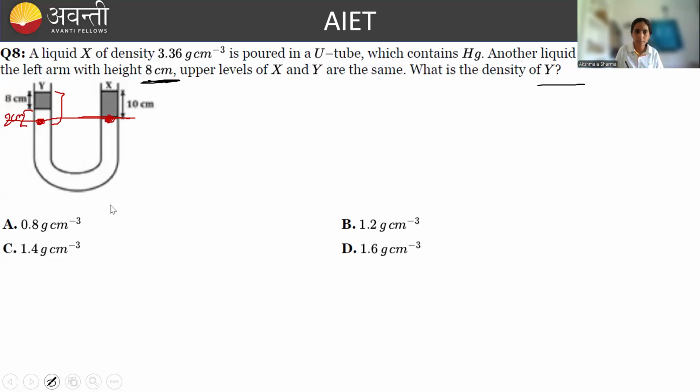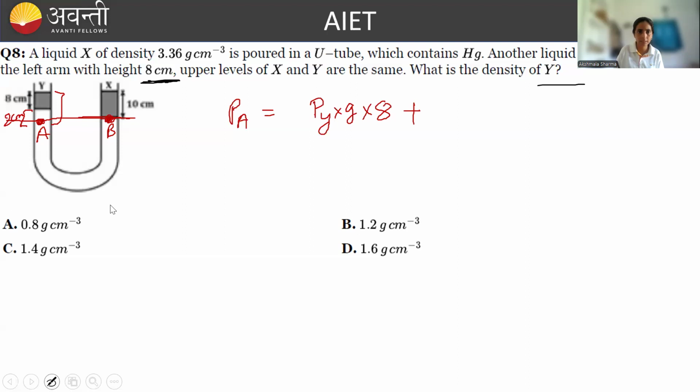Let me write pressure at point A first. So pressure at A, what will you write? Pressure at A, you will write density of Y. Is that given? No, we have to calculate. So rho Y into g into 8 centimeter. I am writing it in centimeter only, otherwise we should write it in meter. But since we are going to compare pressure at A and pressure at B, if we are using height in centimeter at both places, that will get cancelled, and that is why I am not changing. Done? So here I wrote 8.